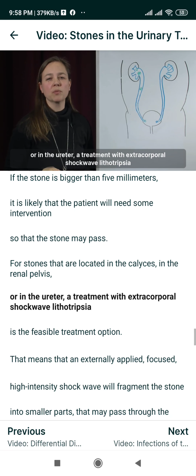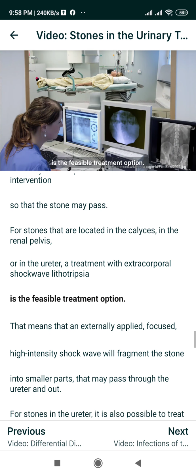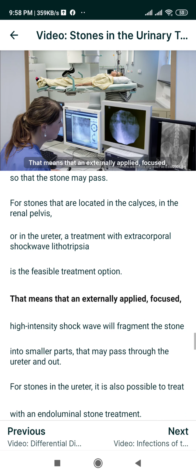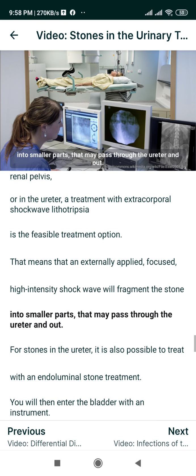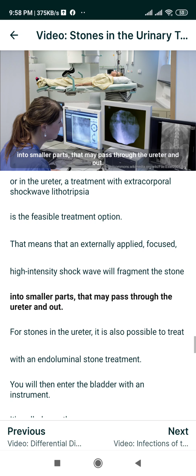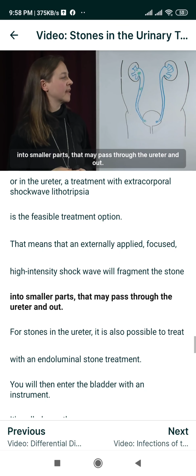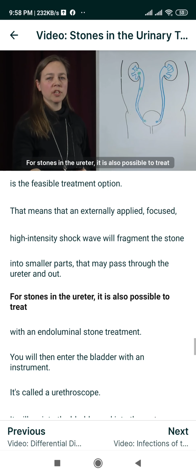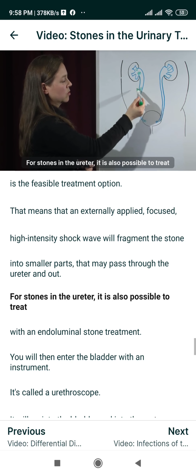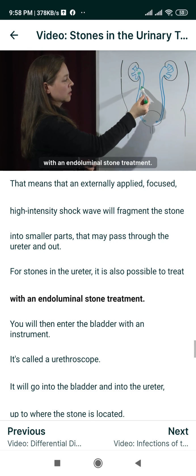For stones that are located in the calyces, in the renal pelvis or in the ureter, a treatment with extracorporeal shockwave lithotripsy is a feasible treatment option. That means that an externally applied, focused, high-intensity shockwave will fragment the stone into smaller parts that may pass through the ureter and out.